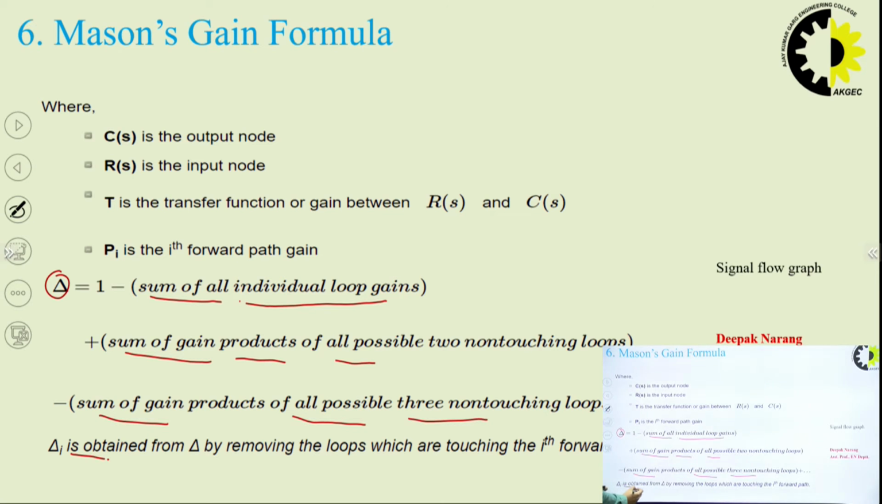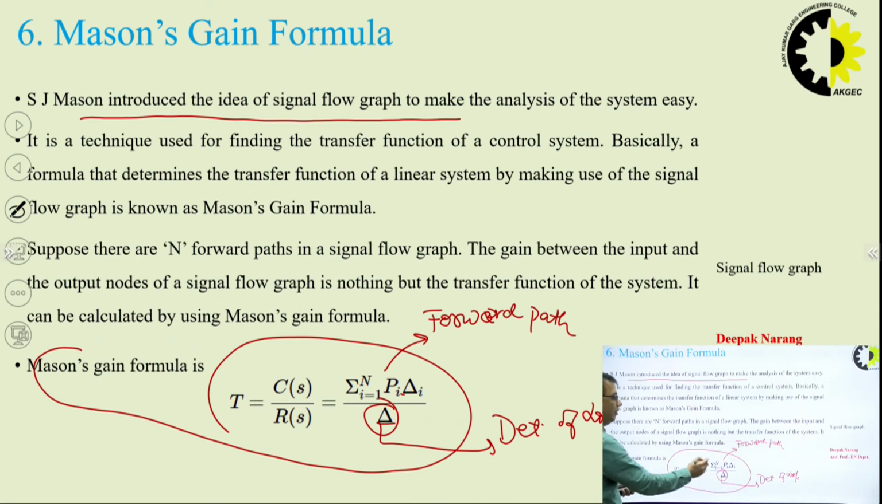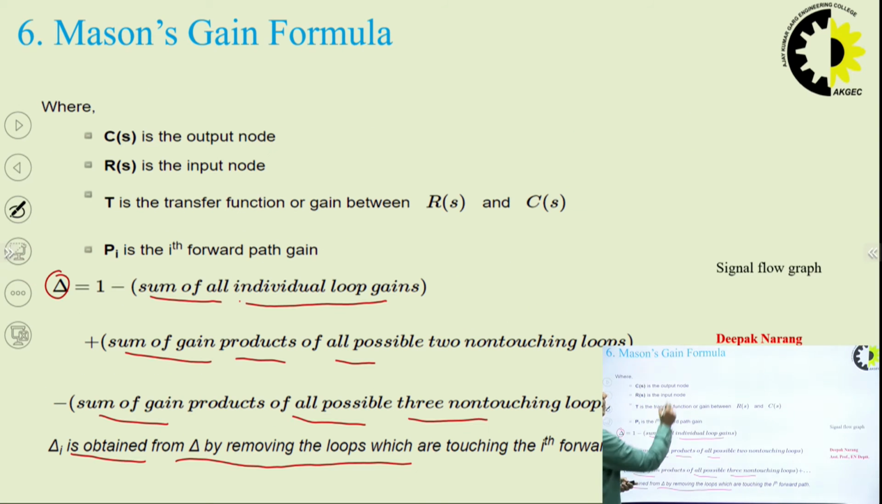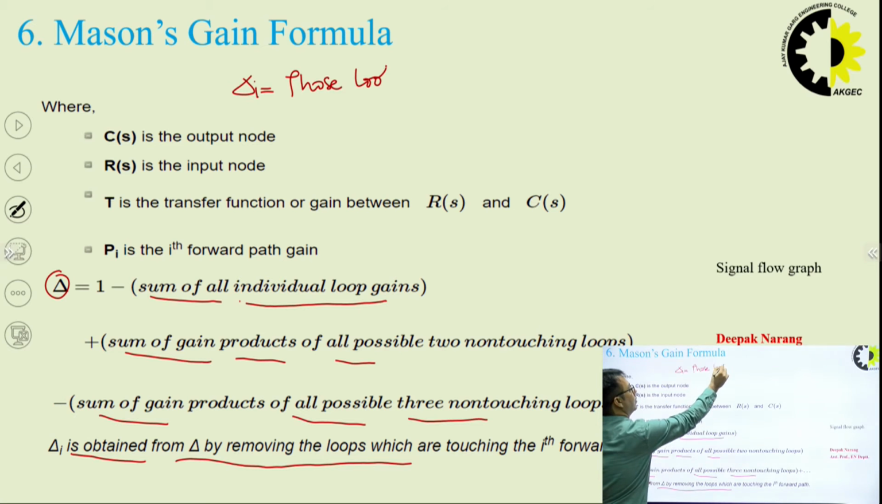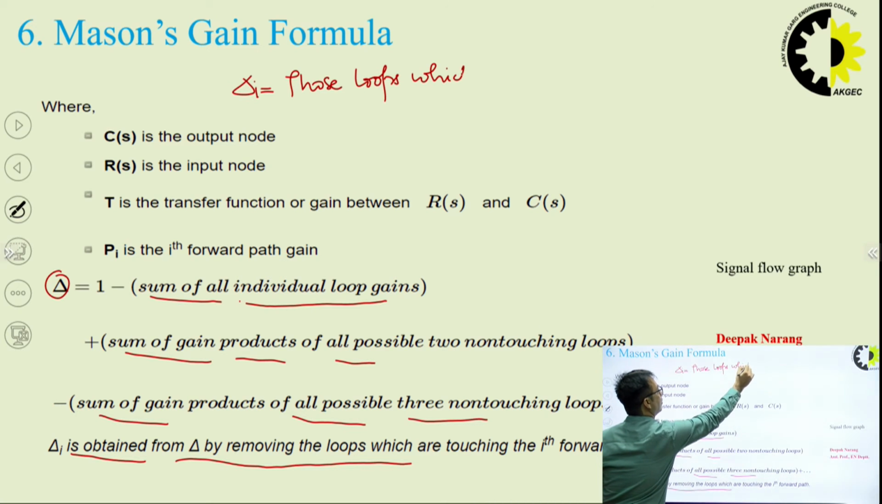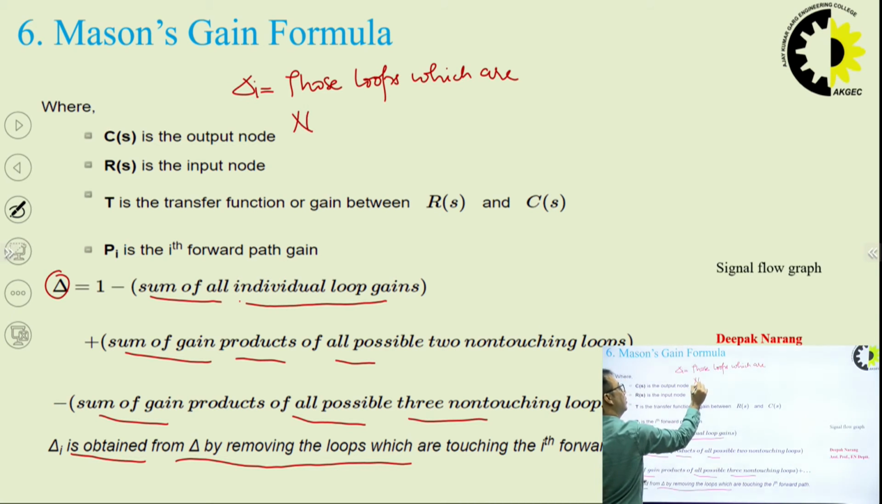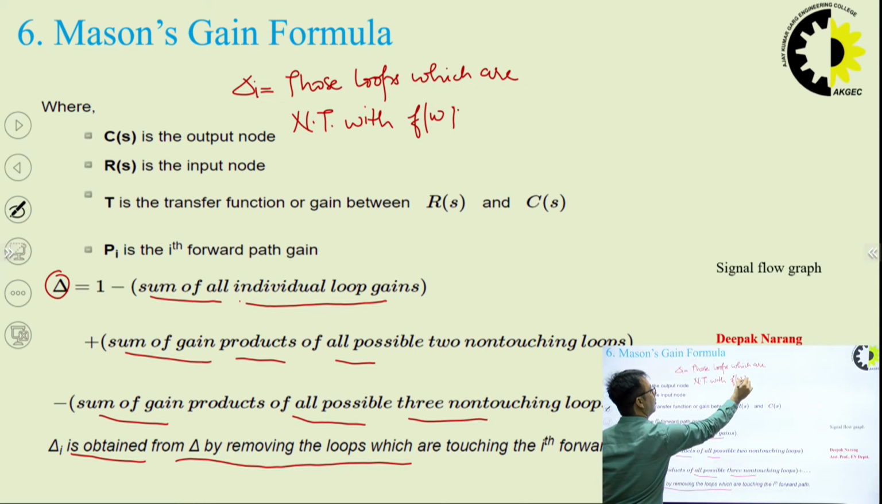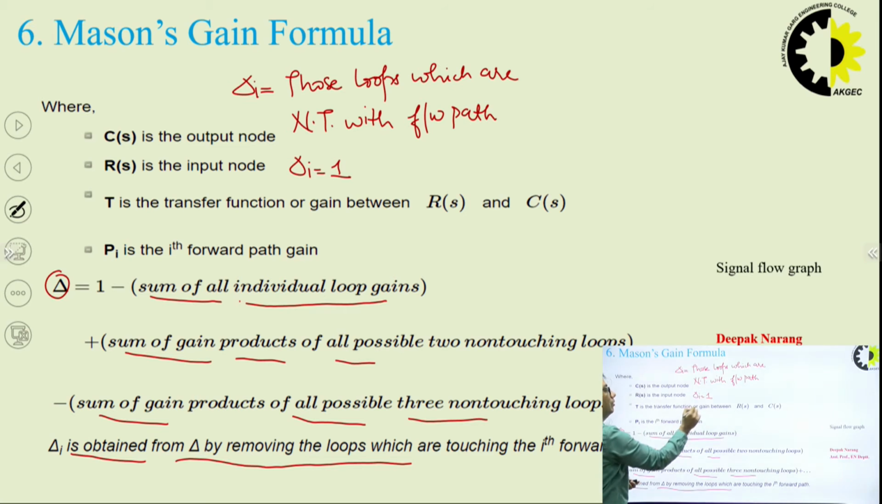And delta i is obtained from delta by removing the loops which are touching the forward path. Basically, in this term, Pi delta i, we consider those loops which are non-touching with the forward path. If no forward path is touching a loop, then delta i is equal to 1.